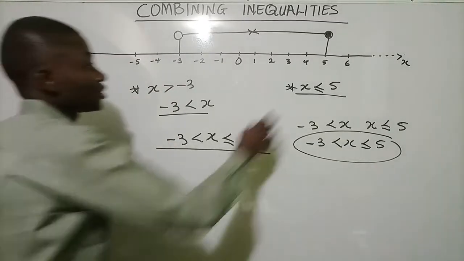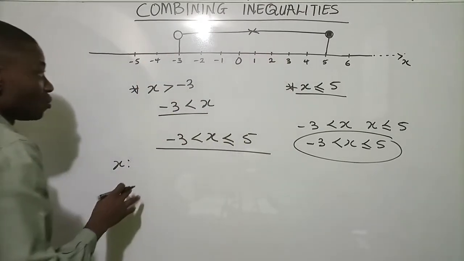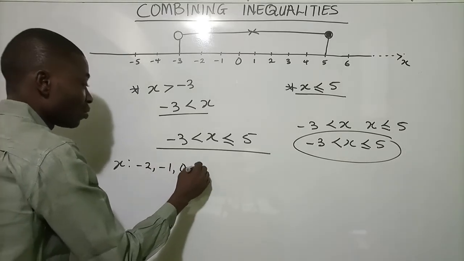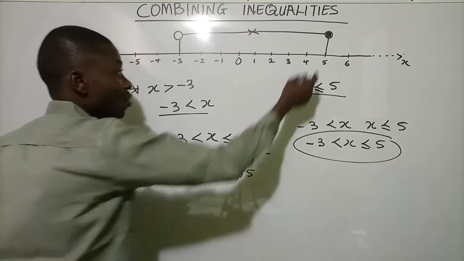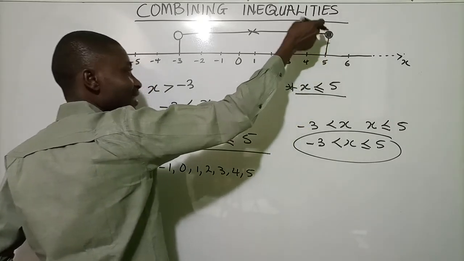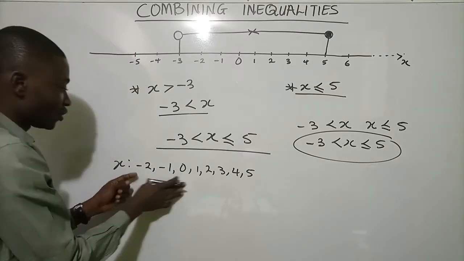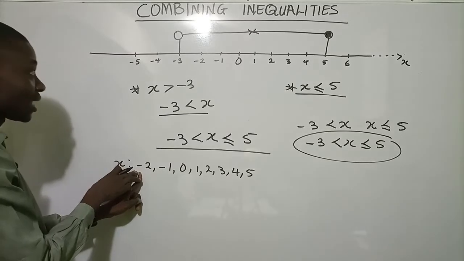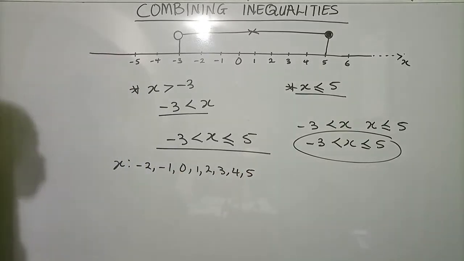So if you want to write down the possible values of x, from this we say minus 2, minus 1, 0, 1, 2, 3, 4, and 5. Why 5? Because x is less than or equal to 5. So this means that x is greater than minus 3, but less than or equal to 5. So this is it.